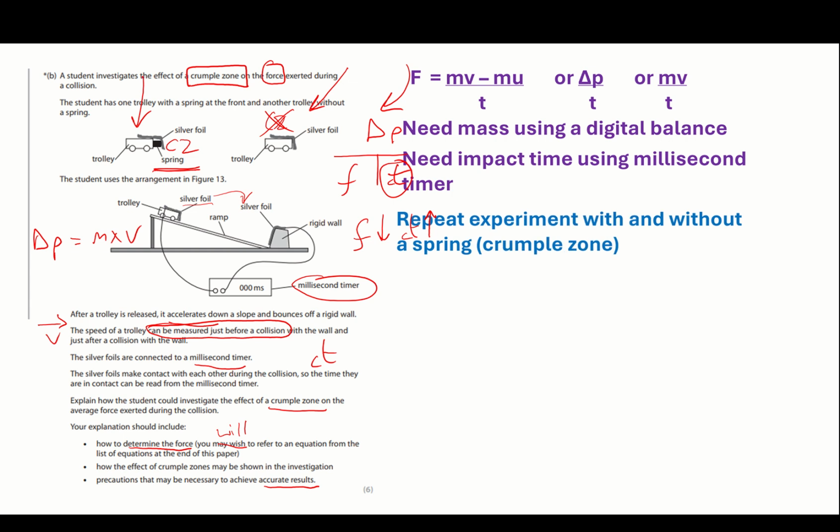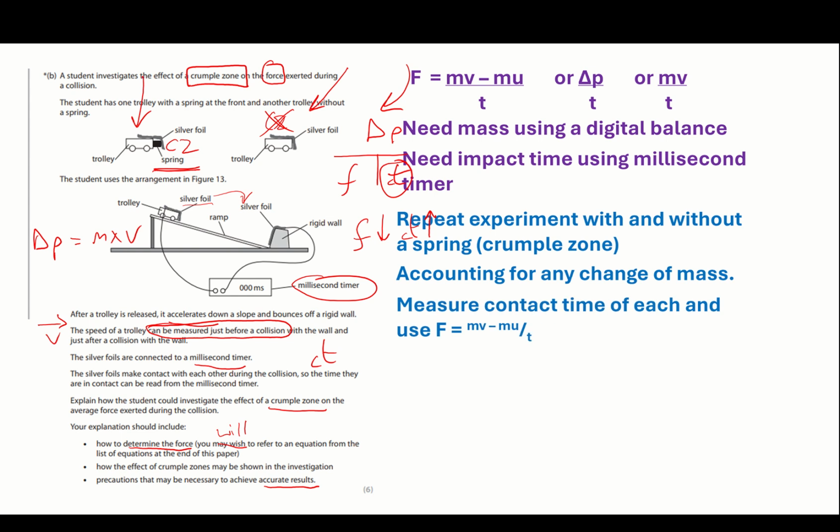So the next part is, well, what am I going to do? Well, I'm going to repeat the experiment 3 times, one with the spring, the crumple zone, and then another 3 times without. And then we will account for any change of mass because of the spring. Then measure the contact time of each and then put that into the equation F equals mv minus mu over t. Perfect. So mass times final velocity minus mass times initial velocity divided by time. It's the same as your change in momentum over time.